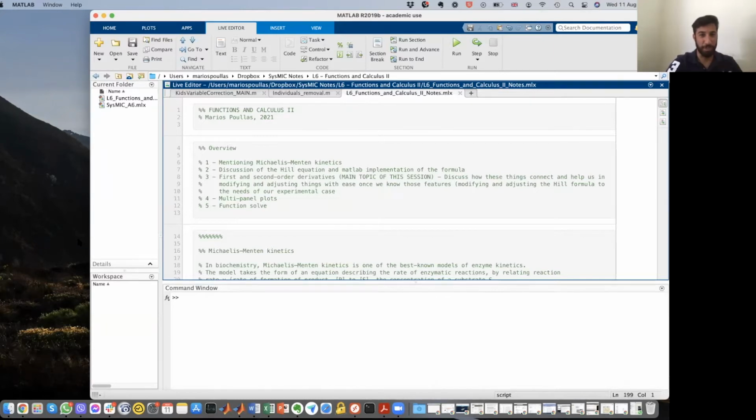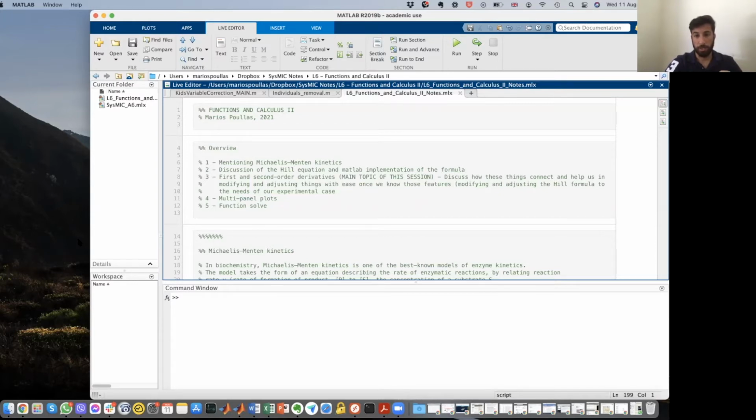So we are mentioning the Michaelis-Menten kinetics, the equation of the Michaelis-Menten, and then we are moving into a discussion of the Hill equation, which is a general form of the Michaelis-Menten. We are going to explain the differences in a few minutes. And then we are gonna do a MATLAB implementation of the Hill formula. The next step is to get the first and second order derivatives, which is the main topic of this session. And this will help in the next session as well.